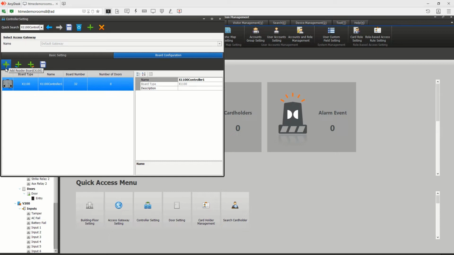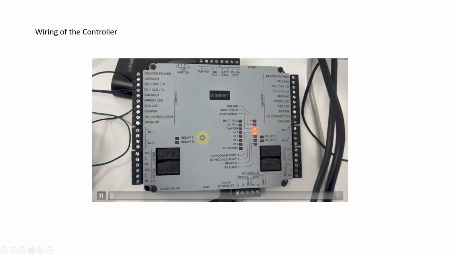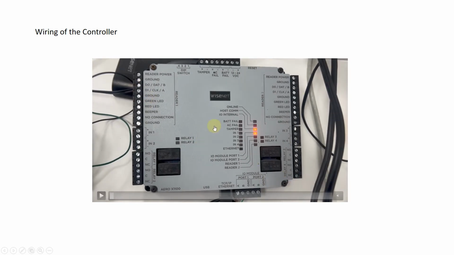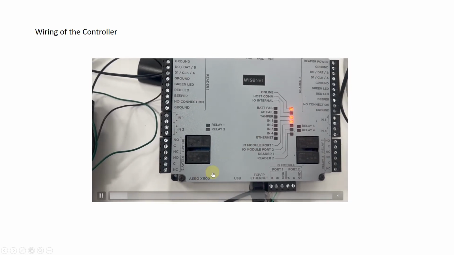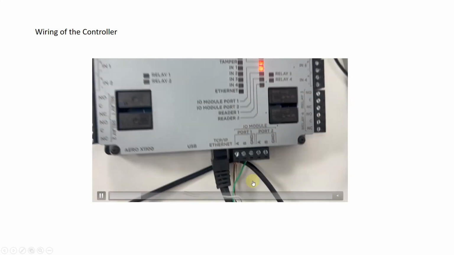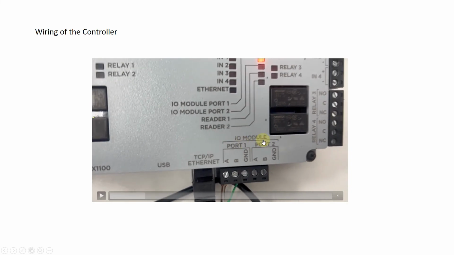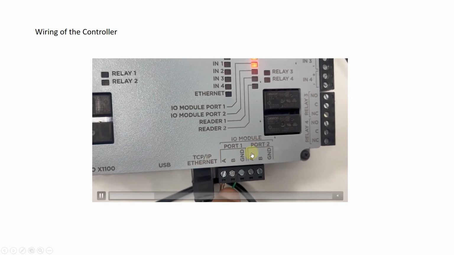Now check the wiring. This is the main controller. It's powered on. Then it has the Ethernet port. Connect to a non-PoE switch and I/O module. This is the RS485 connection. 3 wires are required, A, B and ground.